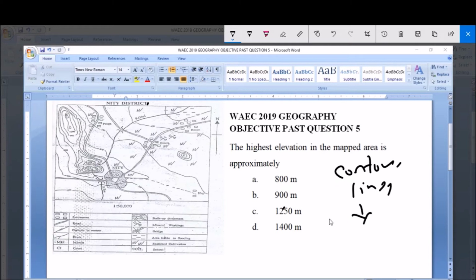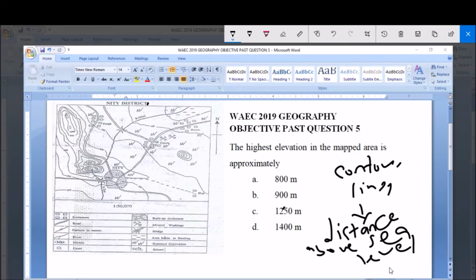Now the contour lines represent distance above sea level, and this is also similar to the elevation they're asking for. So we're asked for the highest elevation, so the highest point above sea level is what we are looking for from the map. Now with the contour lines here, the highest number here is 1000.